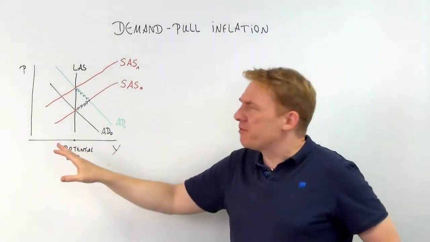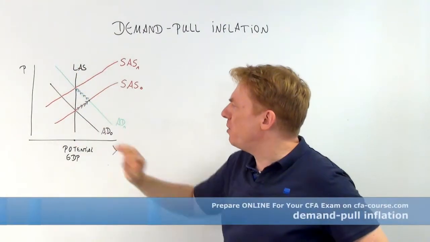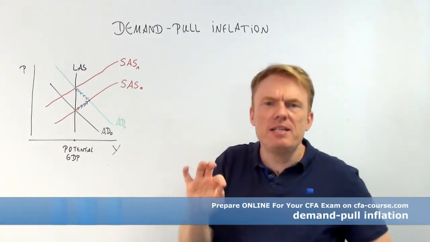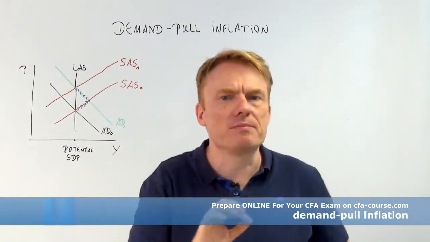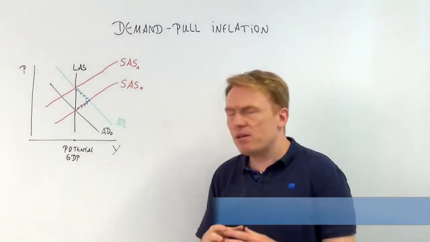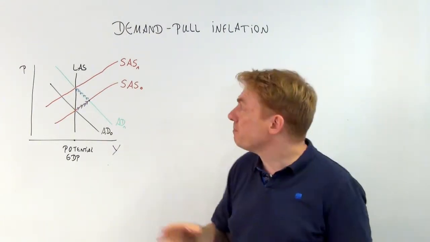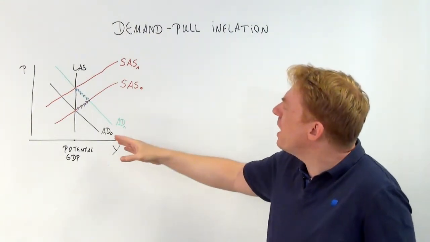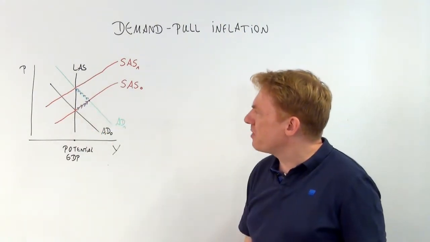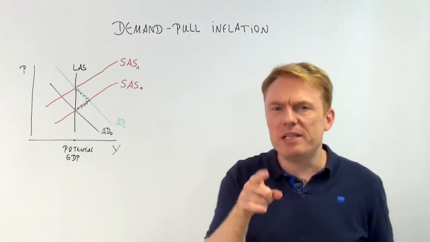Take a look at this graph. We have the long run aggregate supply, which goes this way. It is totally inelastic when it comes to the price level. If the price level changes, there is no change at all in the real GDP, which means in the potential GDP. Then we have the short-run aggregate supply, which is not totally inelastic, which is not totally elastic either.